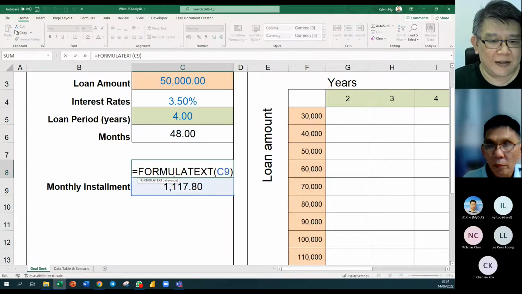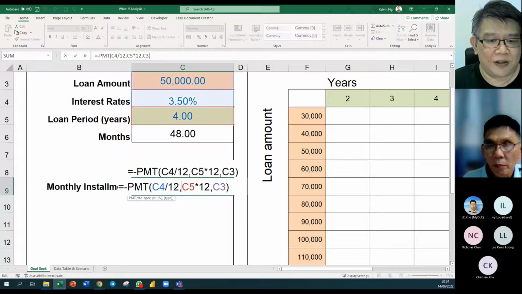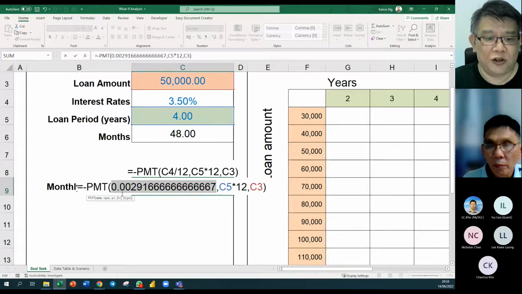Divided by 12. So the answer for this, if I press F9, is 0.002916667. So this is the interest rate you are going to charge per month to the borrower. So I'm going to undo that.